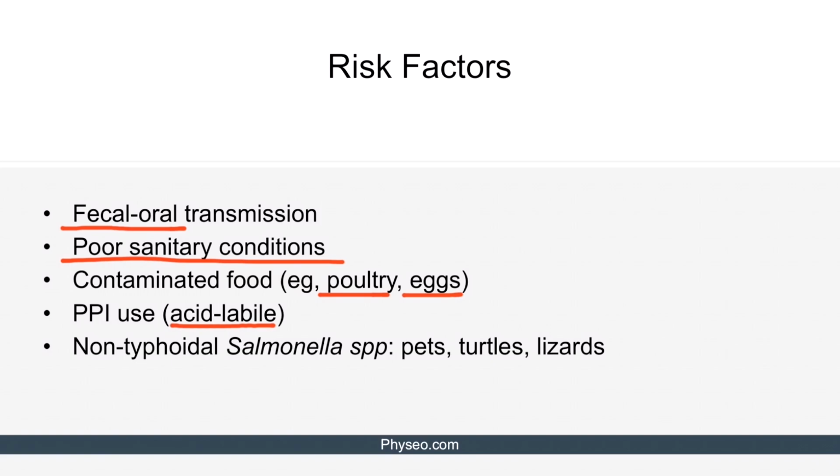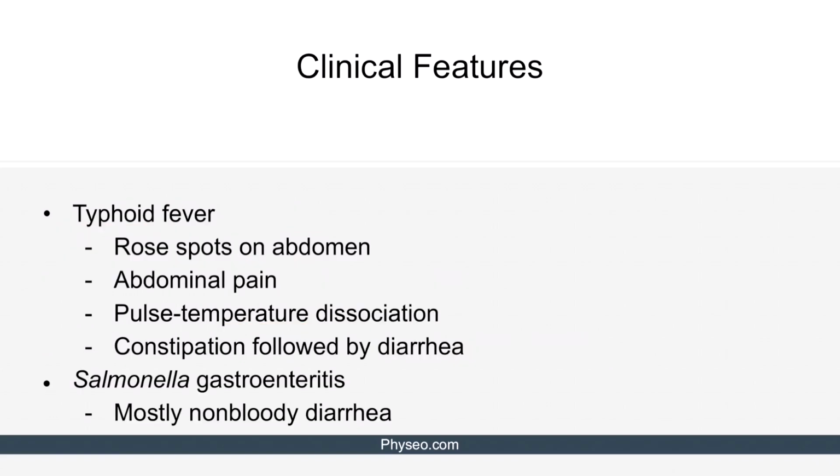Now, non-typhoidal Salmonella specifically can also be transmitted via pets like turtles and lizards. In other words, all of the Salmonella species you can think of being transmitted through poultry and eggs, but then when you want to think about non-typhoidal Salmonella, you can think about pets like turtles and lizards. Now let's discuss the clinical features. We'll start with typhoid fever.